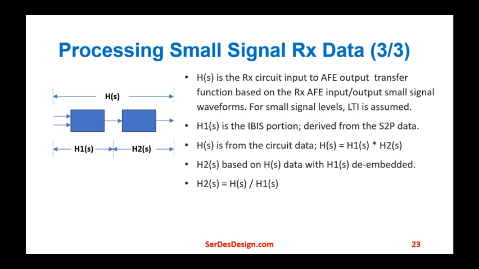H of S is based on the circuit data, where H of S is equal to H1 of S times H2 of S, where H2 of S represents the AMI portion and is derived as discussed in the prior slides. H2 of S is equal to H of S divided by H1 of S.